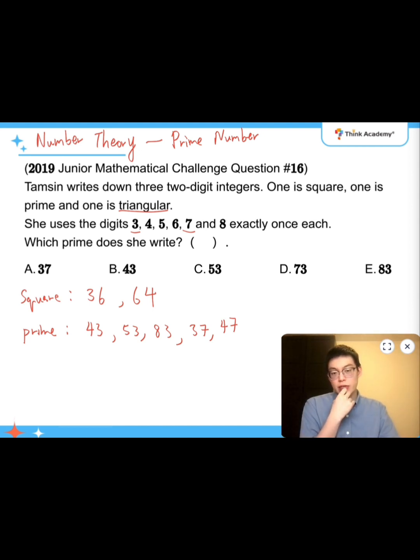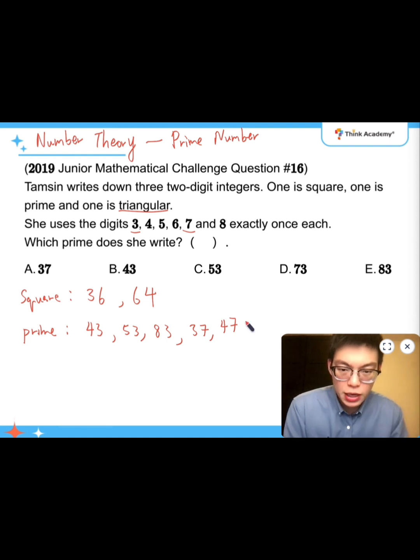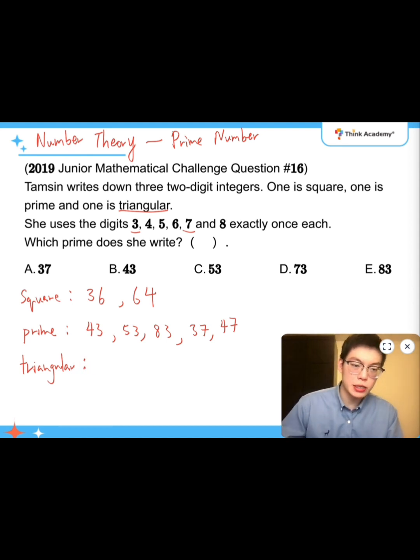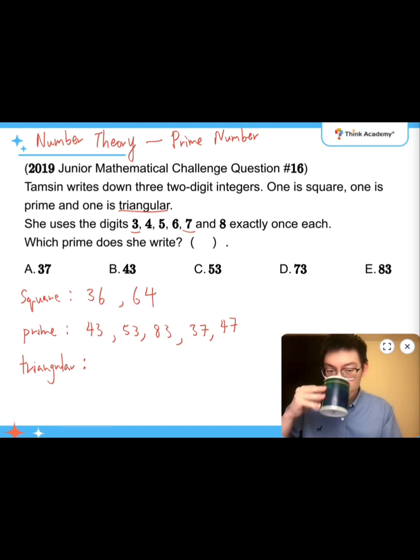So after writing these down, next I'm moving on to the triangular numbers. We can definitely ignore all the triangular numbers that are smaller than 30, because we don't have the digit 2, right? And we don't have the digit 1. So the first triangular number that is greater than 30 is 36, which is 1 added up to 8. And it has a 6 in it, so we abandon it.